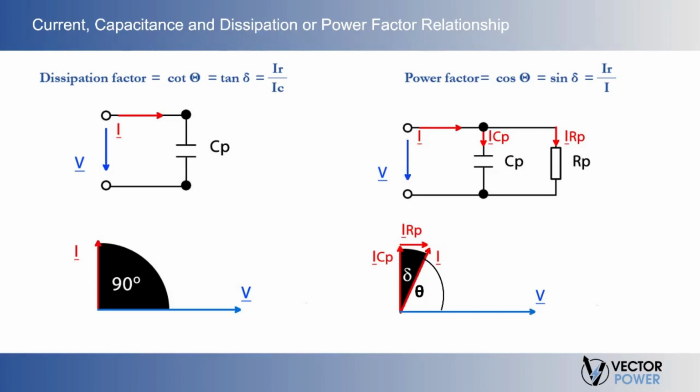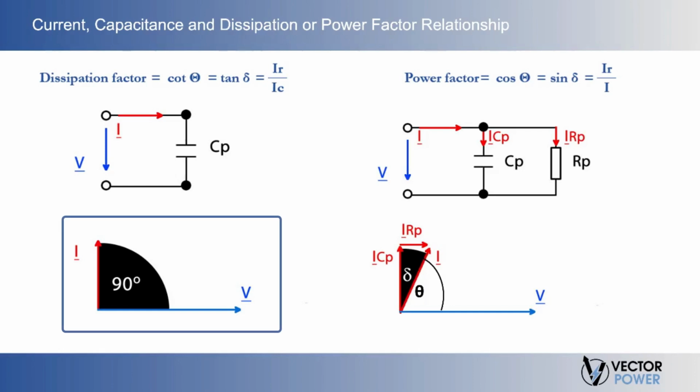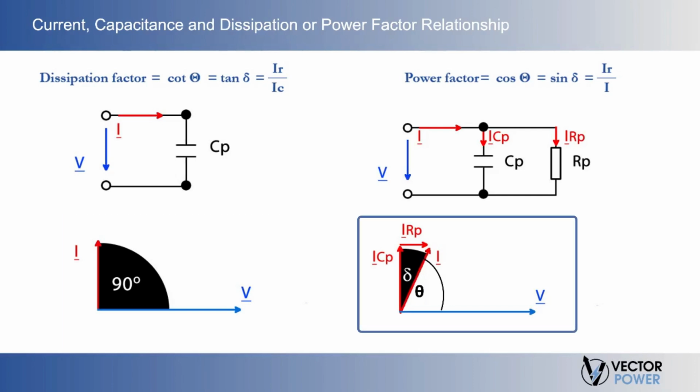Now, here we can see the relationships between current, capacitance, and dissipation or power factor. In an ideal insulating system connected to an alternating voltage source, the capacitive current, or I sub C, and the voltage are in perfect quadrature with the current leading. In addition to the capacitance current, there appears in practice a loss current, the I sub R, in phase with the voltage as shown in this slide.